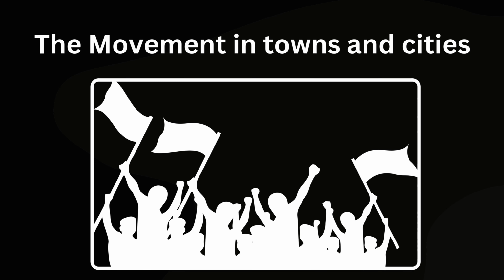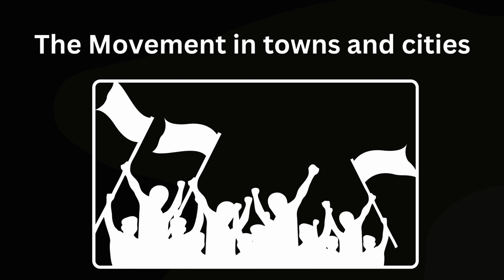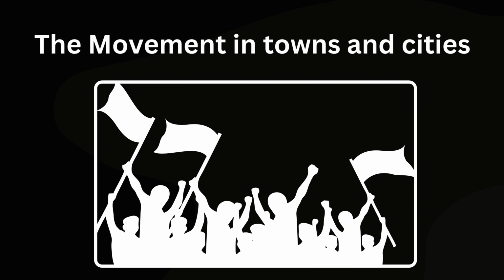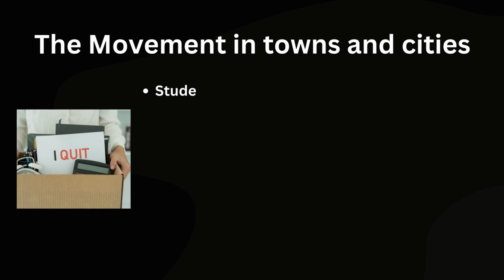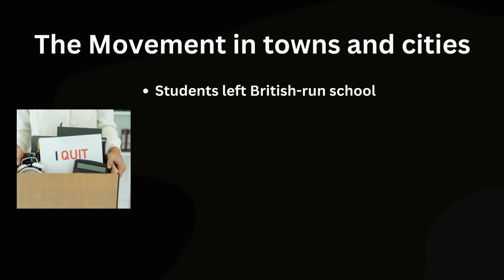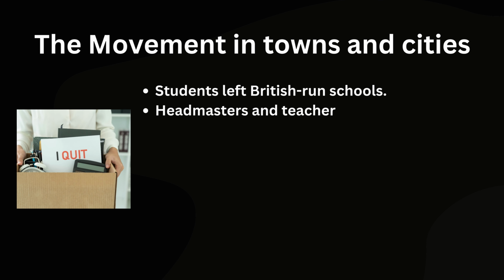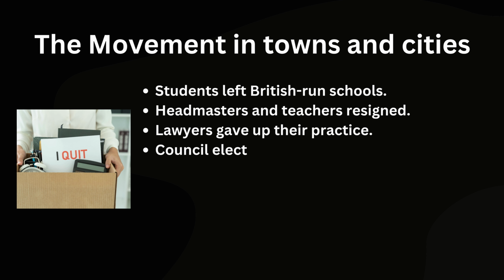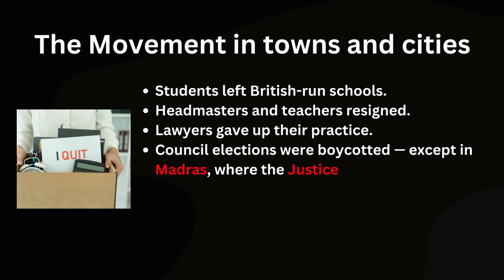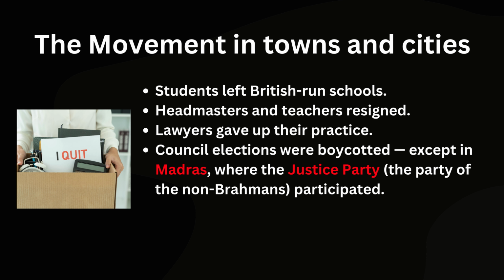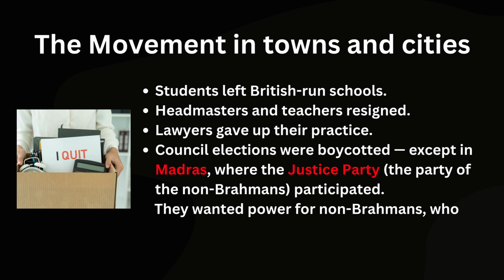In the beginning, cities saw a huge wave of participation, especially by the middle class. Thousands of students left government-controlled schools and colleges. Headmasters and teachers resigned, and lawyers gave up their legal practices. In fact, council elections were also boycotted, except in Madras, where the Justice Party, the party of the non-Brahmins, did take part in elections. They wanted more power for non-Brahmins who were usually left out of government roles.